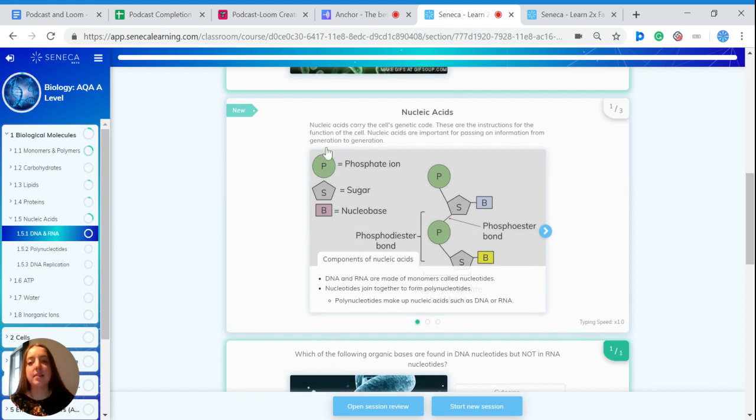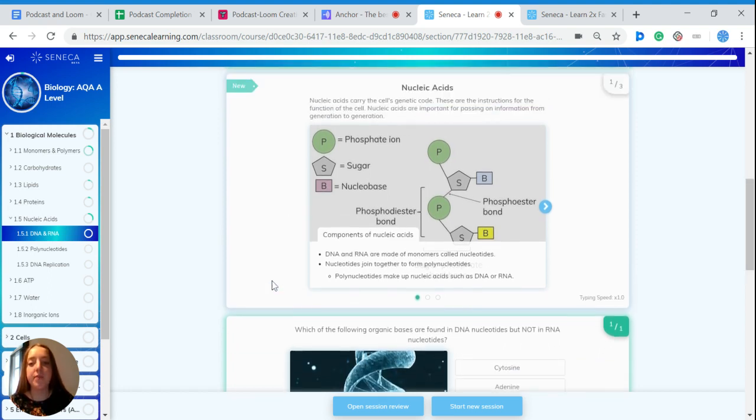Nucleic acids are also in the nucleus, and they carry the cell's genetic code. They are the instructions for the function of the cell, and they're important for passing on information from generation to generation. DNA and RNA are made of monomers called nucleotides.